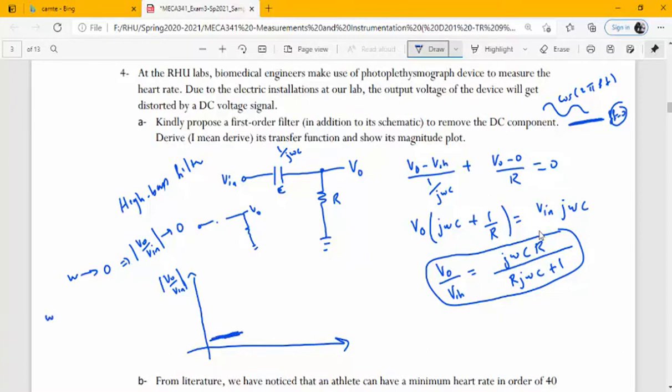As omega, the angular frequency, tends to infinity, 1 over infinity is equal to 0. This can be modeled as a wire, and therefore V out is connected to V input. So the V output is equal to V input, and therefore V out over V in is equal to 1. So here we have 1. As omega tends to infinity, this would be equal to 1, and we can have the following magnitude plot.